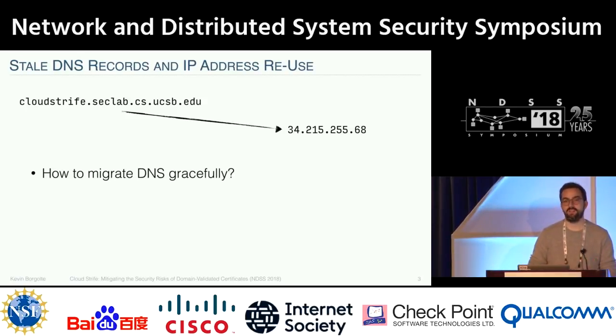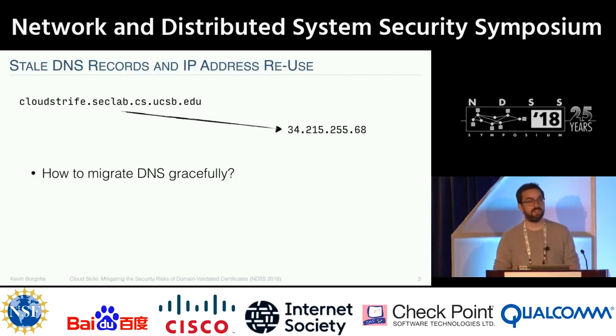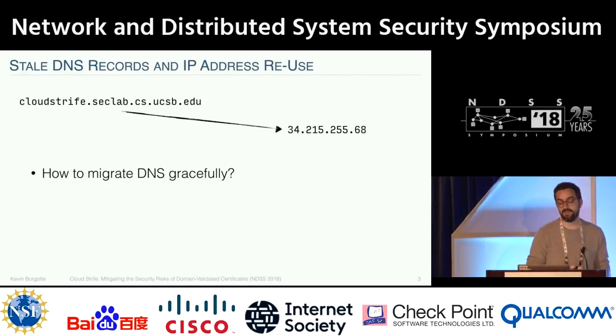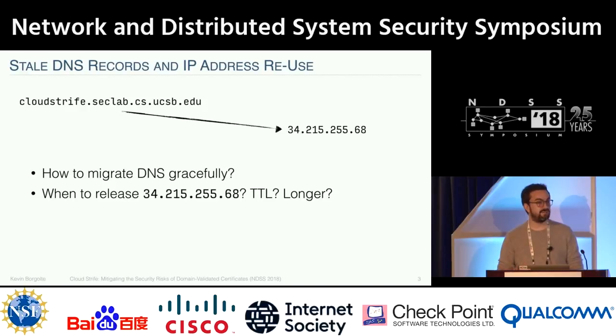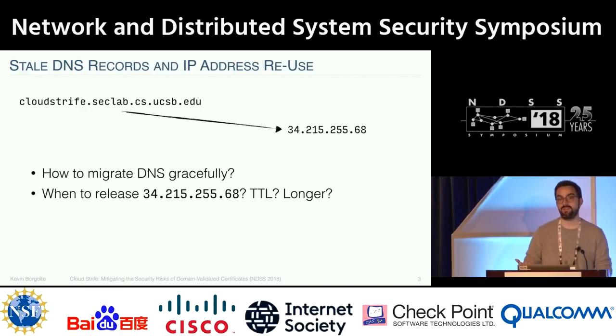how are you going to migrate DNS gracefully? Are you first going to remove the DNS name, and then free the IP address? Or are you doing it the other way around? If you first release the domain name, are you then going to wait until the TTL, the time which your record can be cached, is actually timing out? Are you doing this later? Are you doing this immediately?